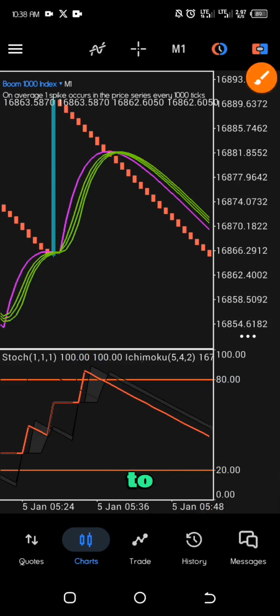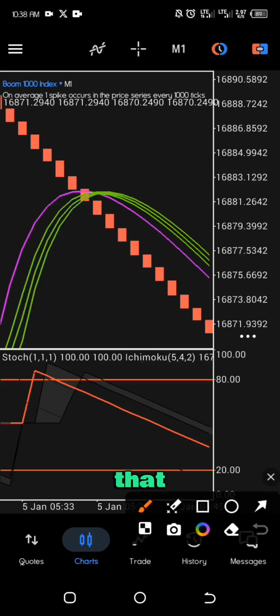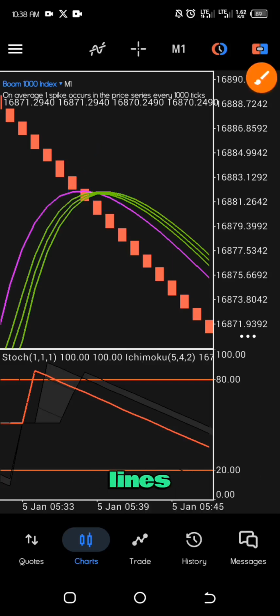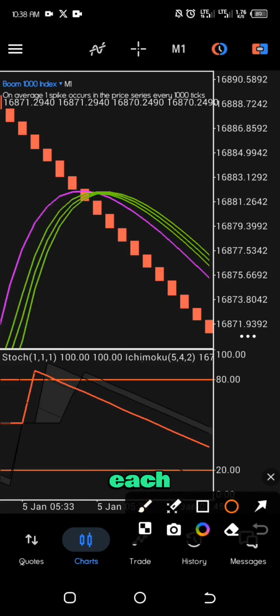And what is the right confirmation? We first expect to see the first line, which is the purple line, cross below all the remaining green lines, which is very important. After we see the cross, we expect the candle to close below the lines. After they cross each other, we have to wait for the candle to close below the lines. This is what we are looking for before we take entries.